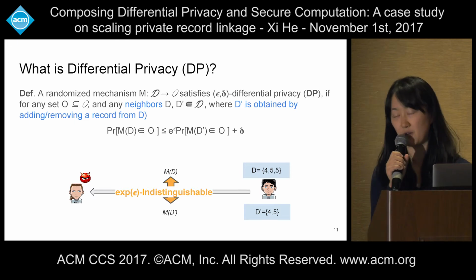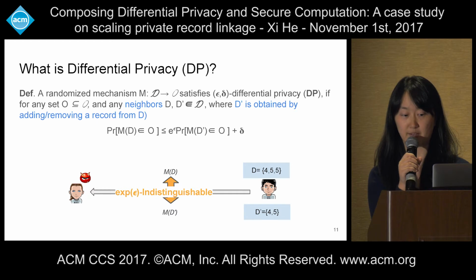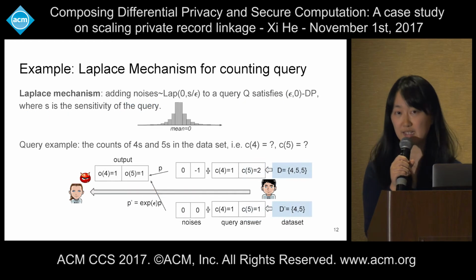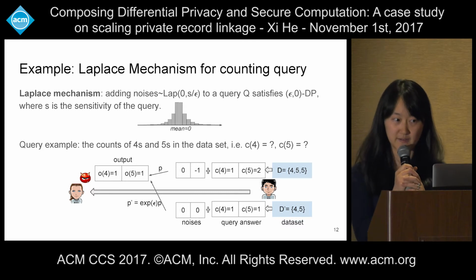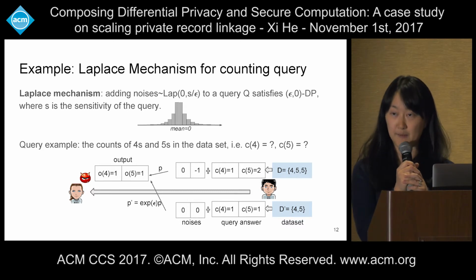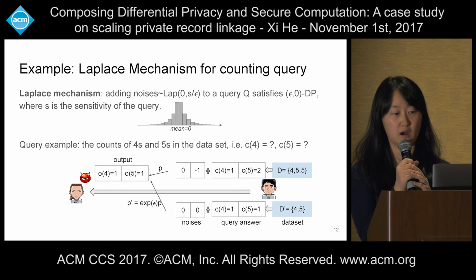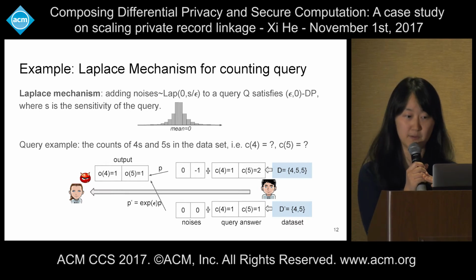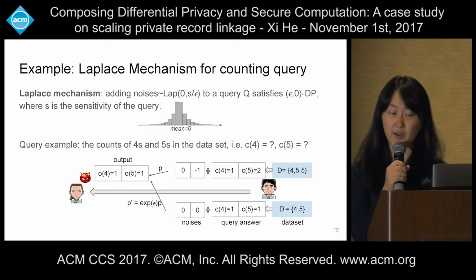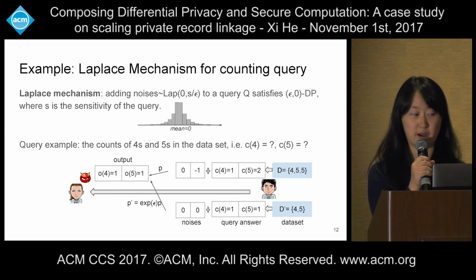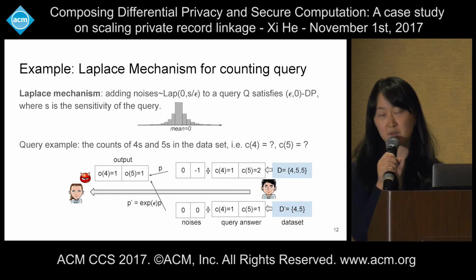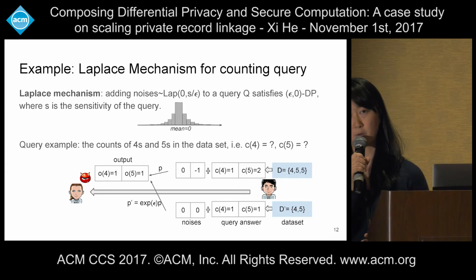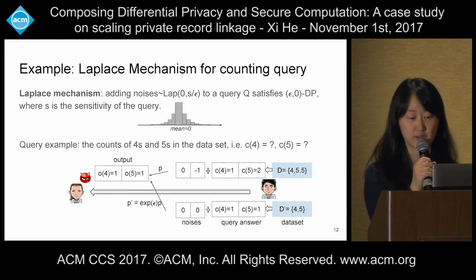And we're going to show an example of how to ensure differential privacy here, which is the Laplace mechanism for a counting query. The Laplace mechanism draws noise from a Laplace distribution, usually with zero mean and parameter S over epsilon, and adds it to the query. This way you can satisfy epsilon differential privacy, where S is the sensitivity of the query, which bounds the maximum change of the query output when you add or remove a record.